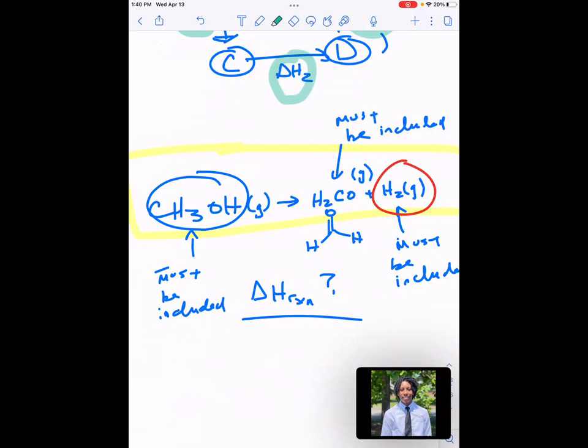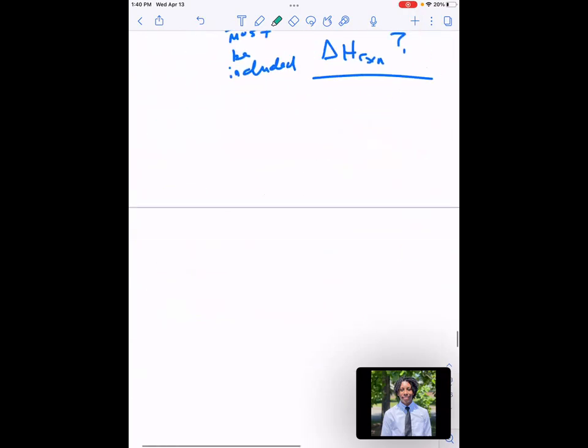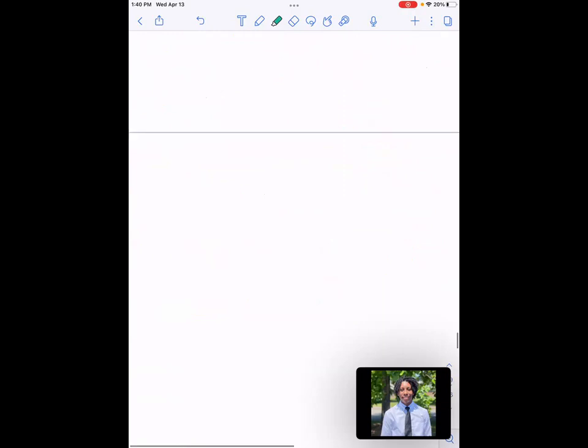But I can't directly observe this in the lab. And so what I can do, instead of trying to do that reaction, is I can do other experiments that include formaldehyde formation or formaldehyde reactivity, hydrogen gas formation, or methanol reactivity, right? I can do other reactions, and from those reactions, I can derive delta H for that reaction that I have up top. So let me show you what I'm talking about.